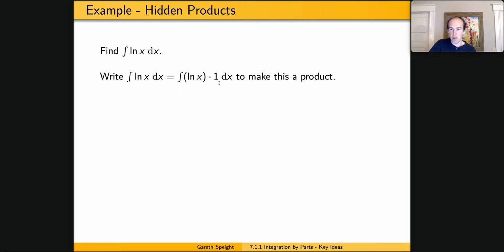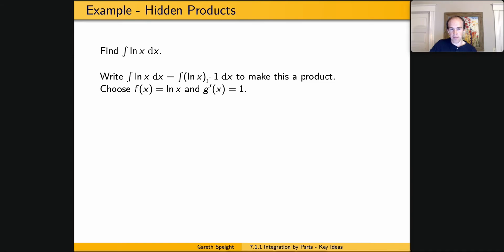Okay, now we see we have a product. So we have to decide what we should differentiate and what we should integrate. And it looks tempting to differentiate the 1 because 1 gets way simpler. It becomes 0 when we differentiate. But the problem then would be we would have to integrate the ln x. And that's the problem we have. We don't know how to integrate ln x. So that will be a bad choice. So the natural choice here is to differentiate the ln x and integrate the 1.